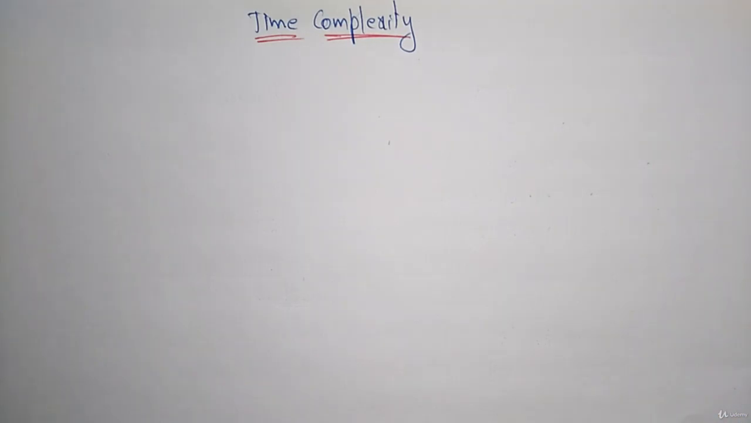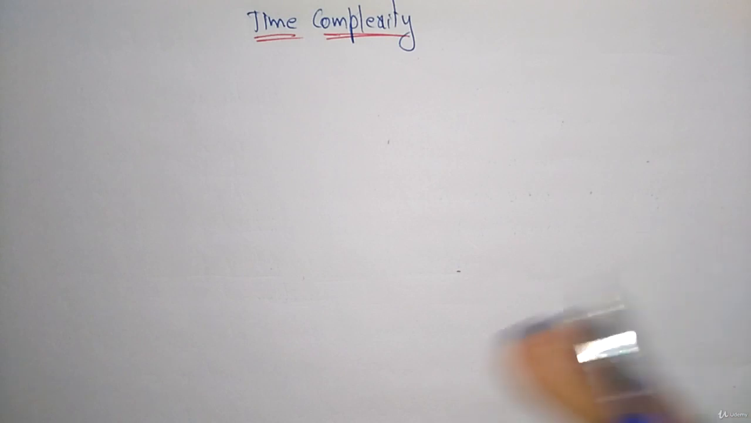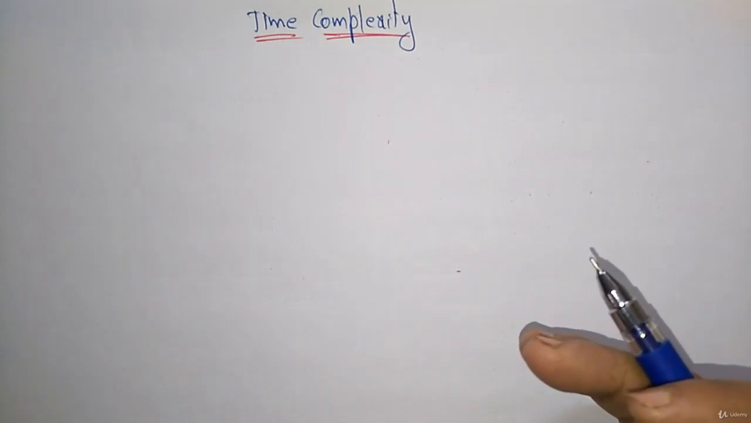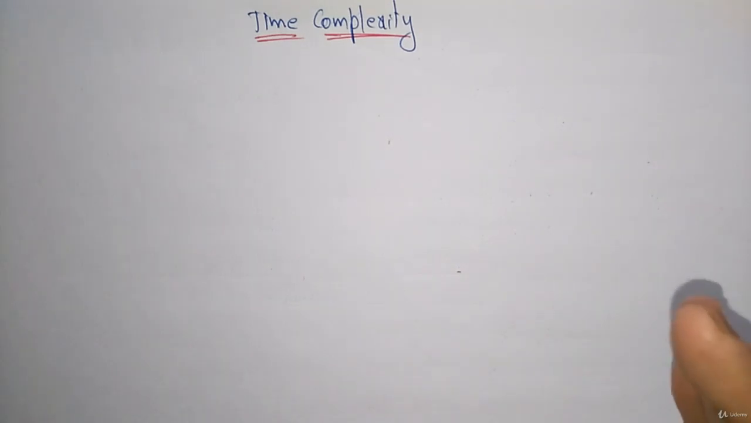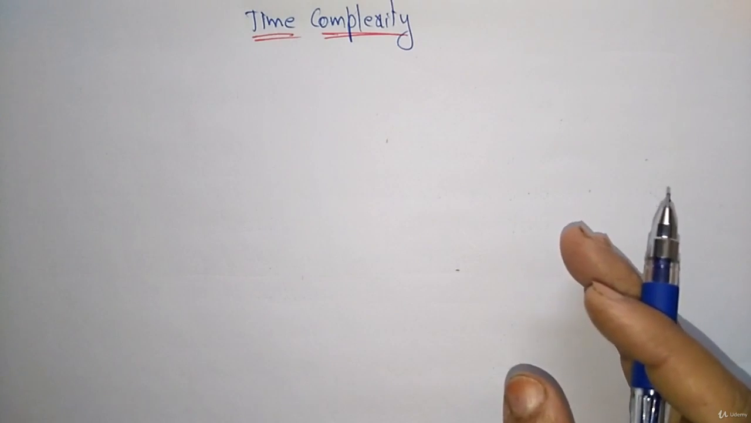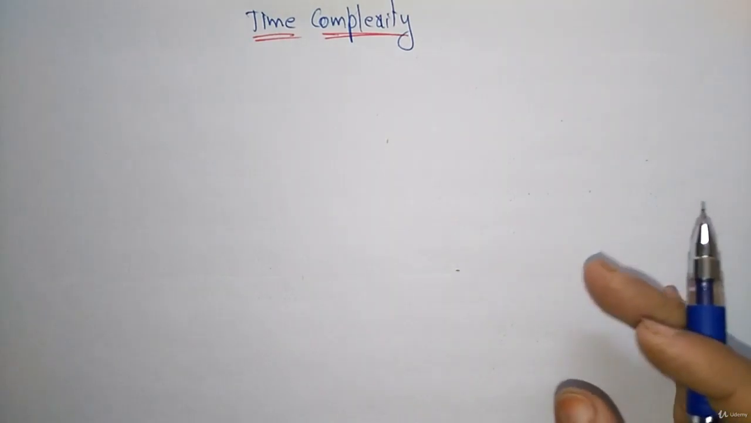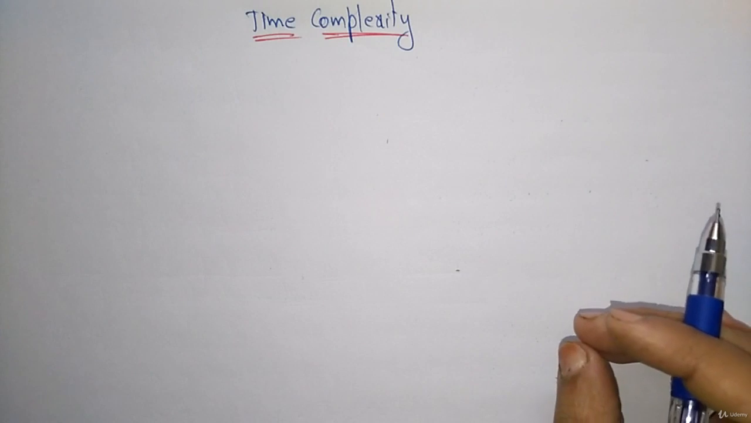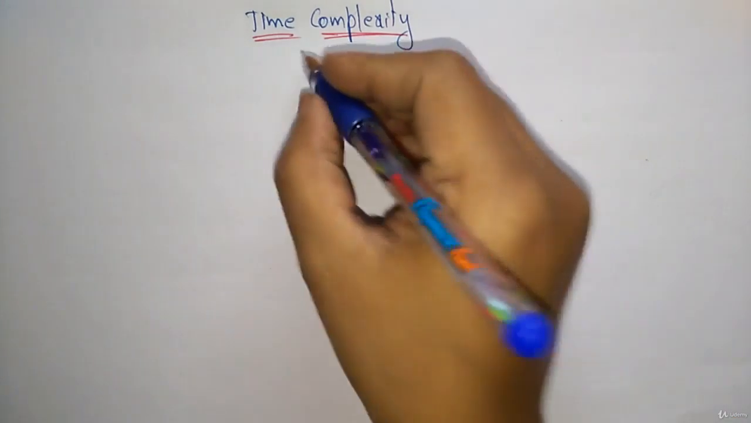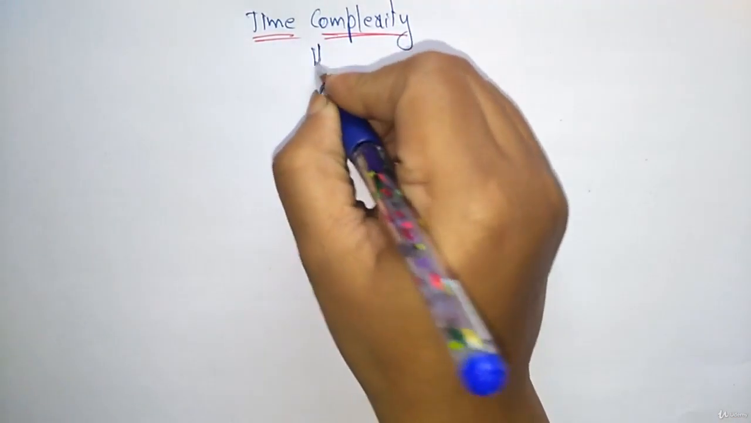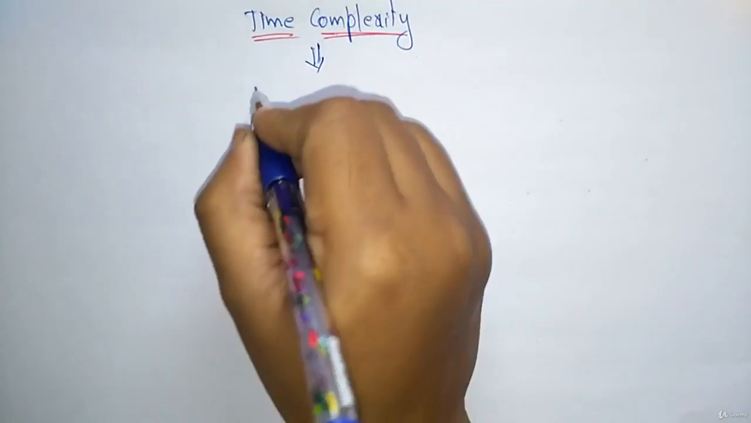Actually, the space complexity and the time complexity will tell the system performance. These two will analyze the system performance. So whatever the algorithm you have written, the algorithm performance can be analyzed by using space complexity and the time complexity.